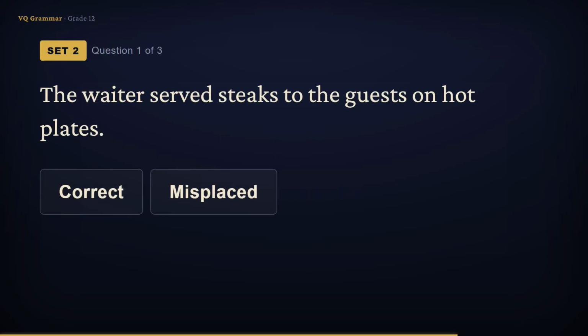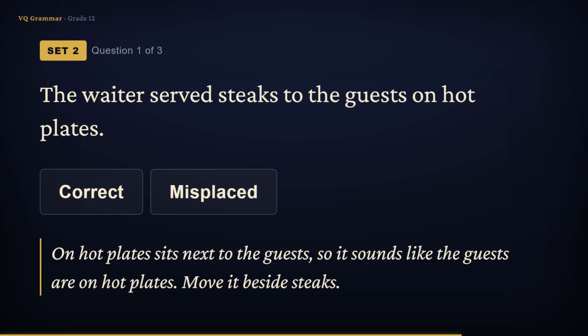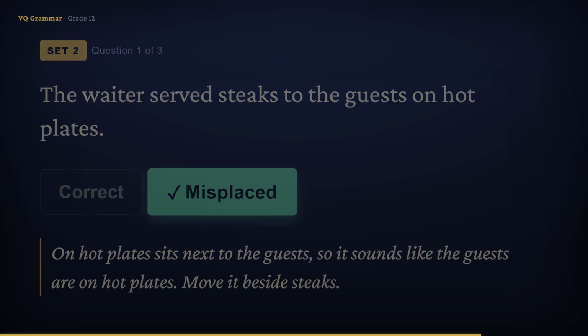The waiter serves steaks to the guests on hot plates. What exactly is on the hot plates? The phrase on hot plates sits right beside the guests, so strictly read, the guests are the ones on hot plates. The steaks are what we mean. The phrase drifted away from the word it describes, so this one is misplaced.